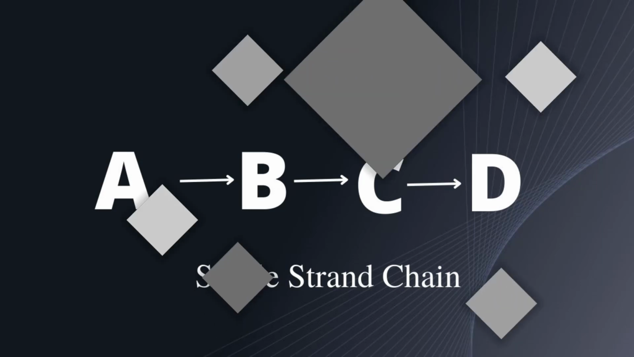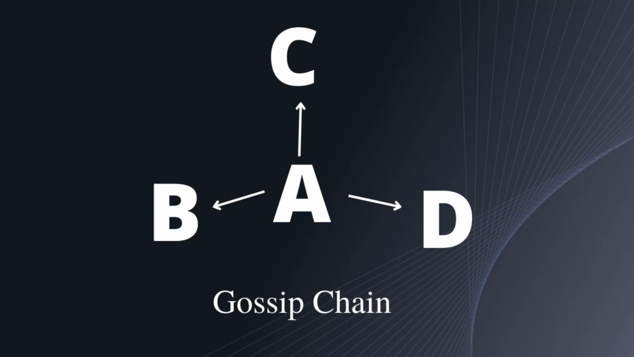Example, Chinese whisper. The second type of grapevine communication is a gossip chain, as you can see in the picture. In the gossip chain, one person is at the epicenter of the wheel to seek and share information with others. Example, if someone from your class gets selected for the international sports championship, and if you pass it on to your friends, this also comes in the gossip chain of grapevine communication.